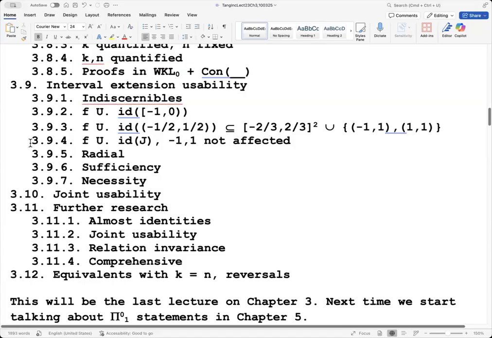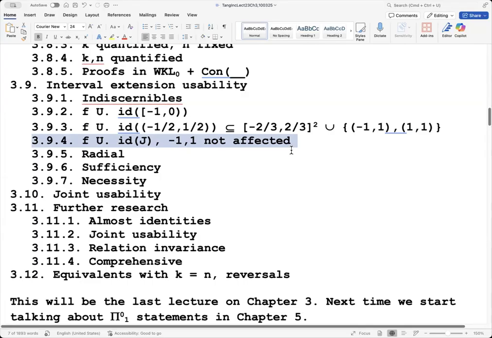The reason it's a good idea is, I use both 2 and 3 to prove this, that if -1 and 1 are not affected. Now, that's a notion that was introduced a long time ago in this chapter. -1, 1 not affected. It means that it's not there. A number is not affected if it isn't in the field.